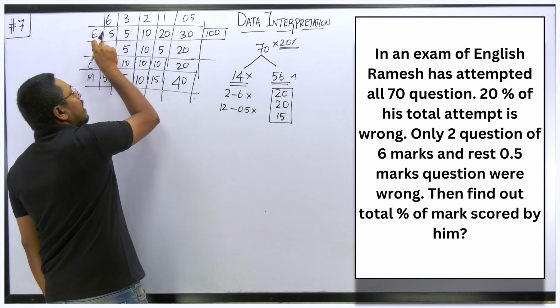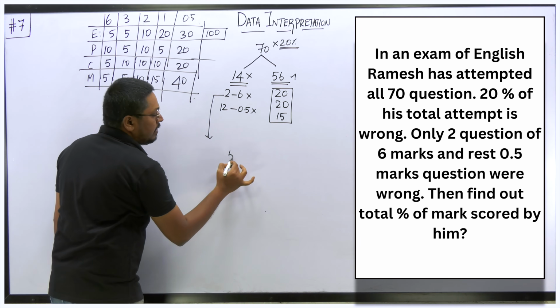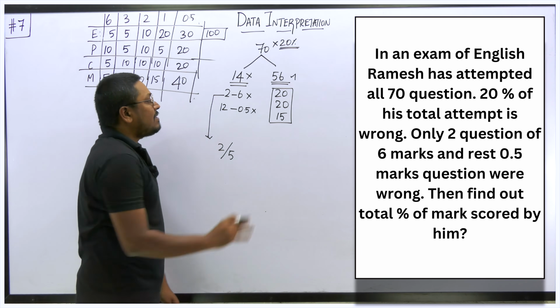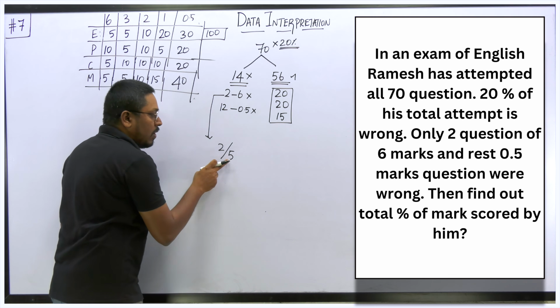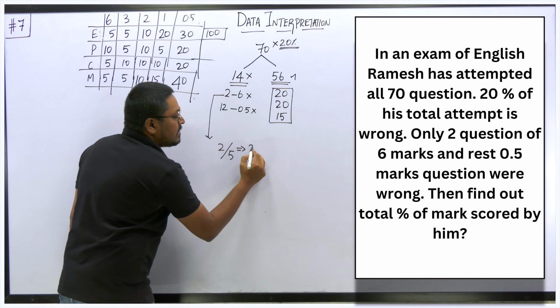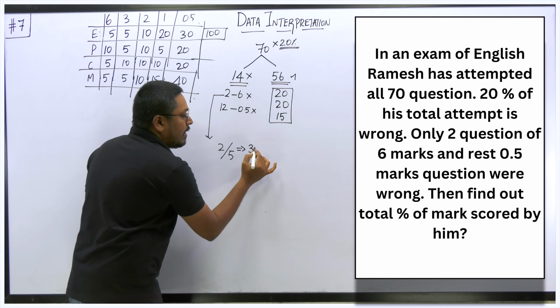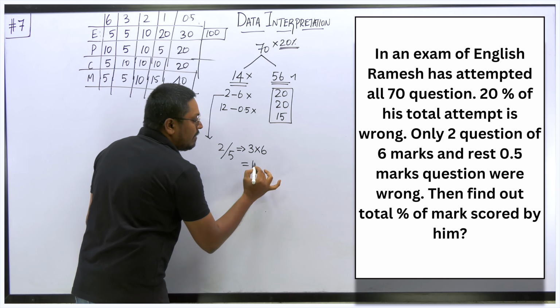So in the 6 mark, how many questions are there? 5 questions. So here out of 5 questions, 2 questions were wrong. Just listen here, in the 6 mark questions, 2 questions were wrong. So out of 5, we can clearly say that 3 questions will be correct, because only 2 questions were wrong. For the 3 questions, each question will be 6 marks. So total will be 18.